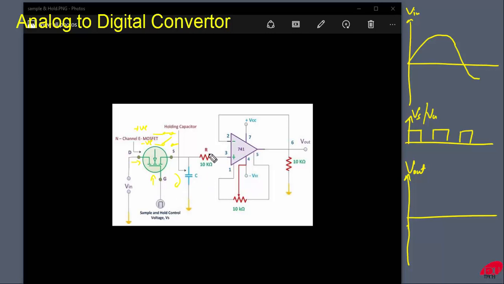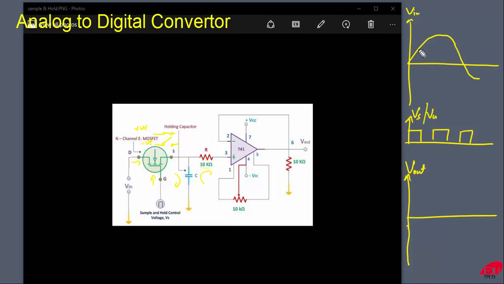But as you can see in the circuit, there is a very high impedance provided at the input of the operational amplifier, that is this 10 kilo ohms. So due to this, the capacitor cannot get discharged, and the capacitor experiences a high impedance. So this leads to the holding of charge by the capacitor for a definite amount of time. Let us understand this using the waveforms.